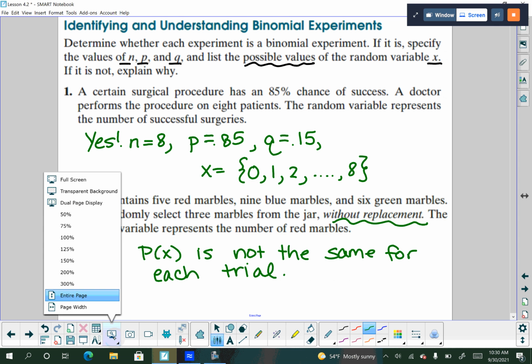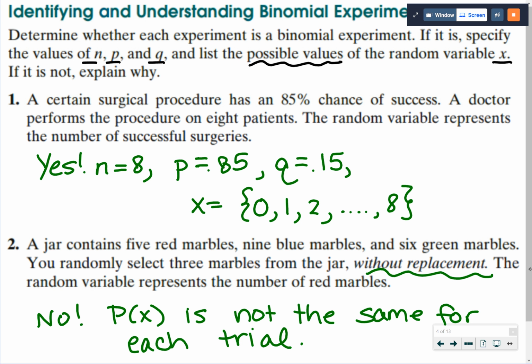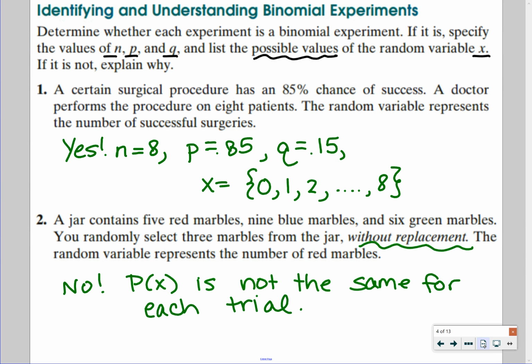Okay. When you're ready. Here, there we go. Answers. Make sure you include 0 for your X's. There could be no successful surgeries all the way up to 8. The bottom one is not a binomial experiment because we are not replacing the marbles. So the probability is changing with each trial, with each draw of a marble out of the bag. The jar, I guess. Any questions on either of those?